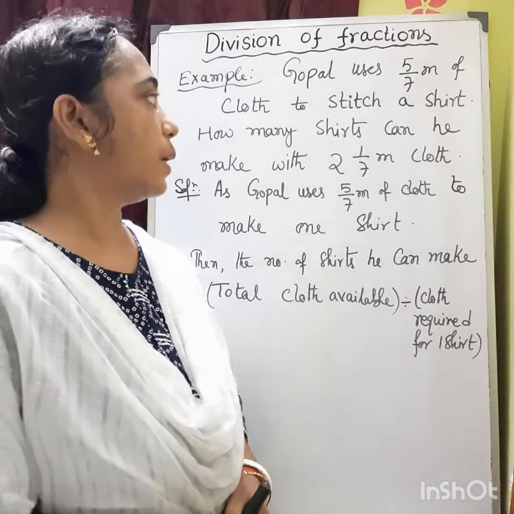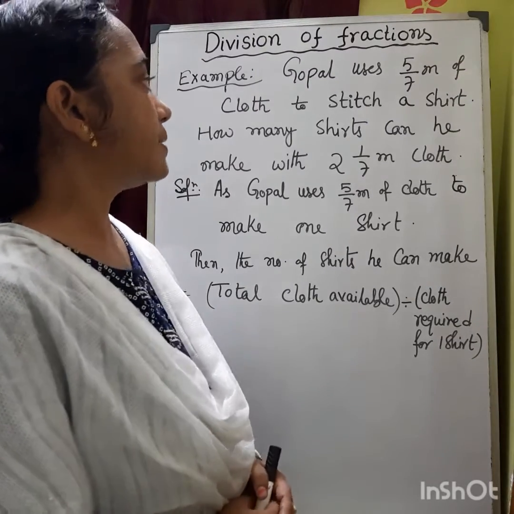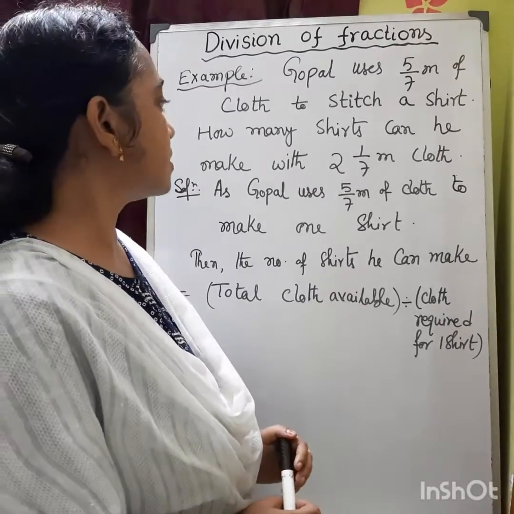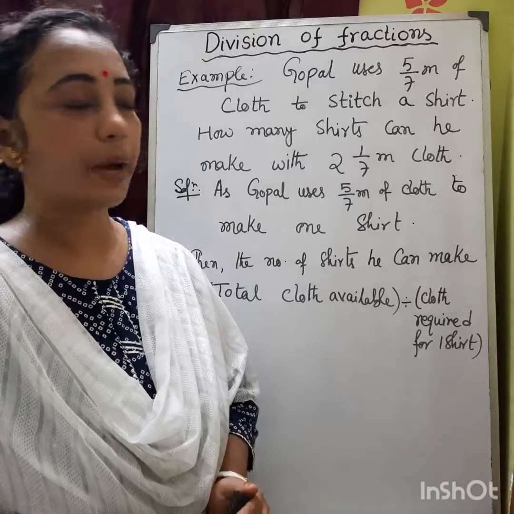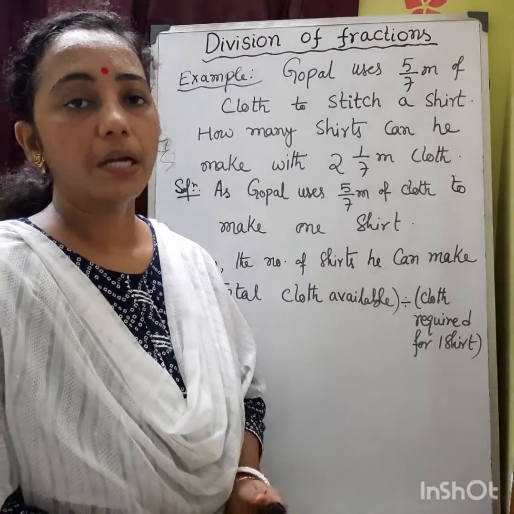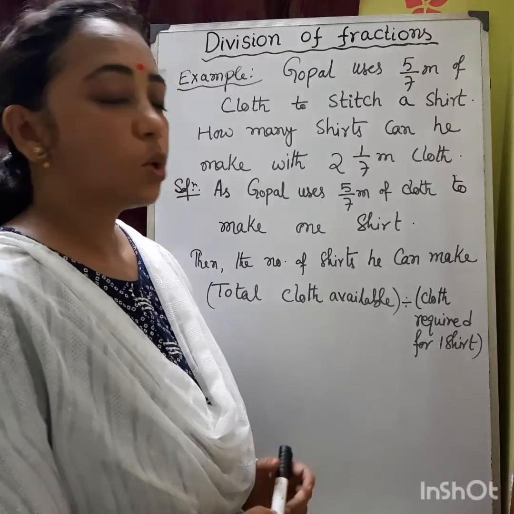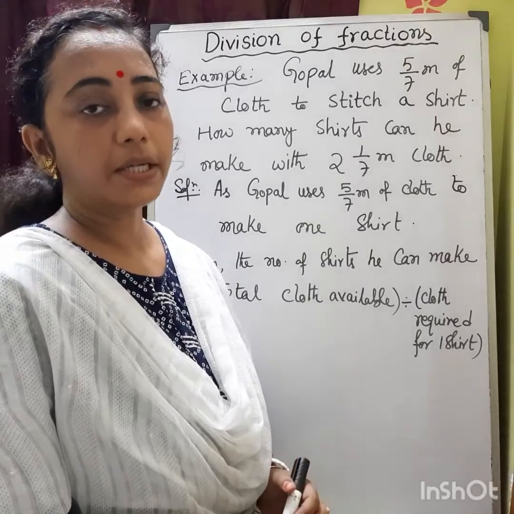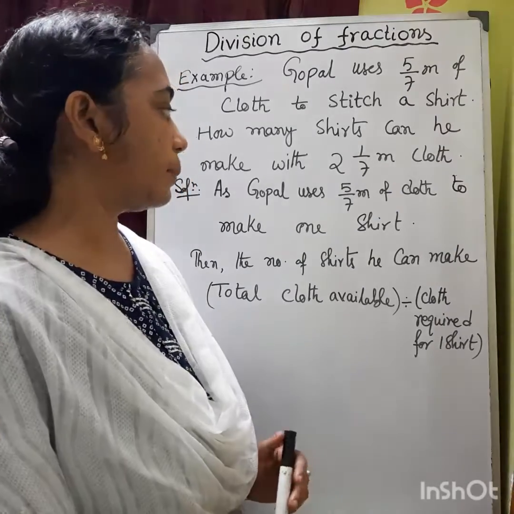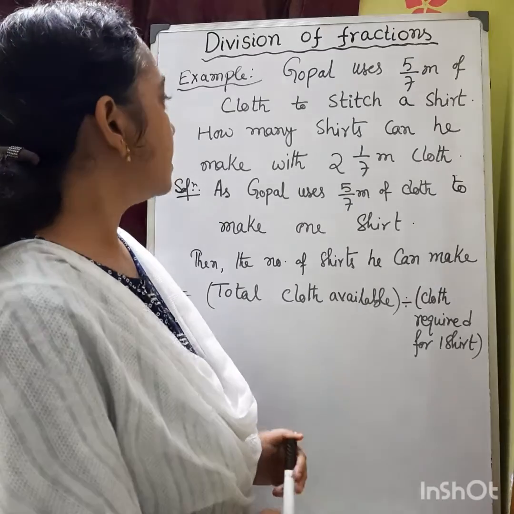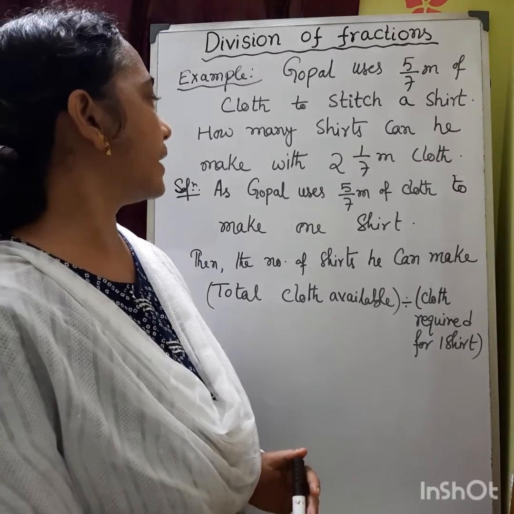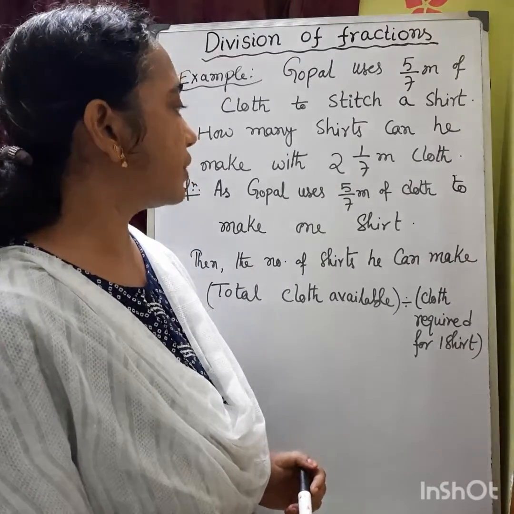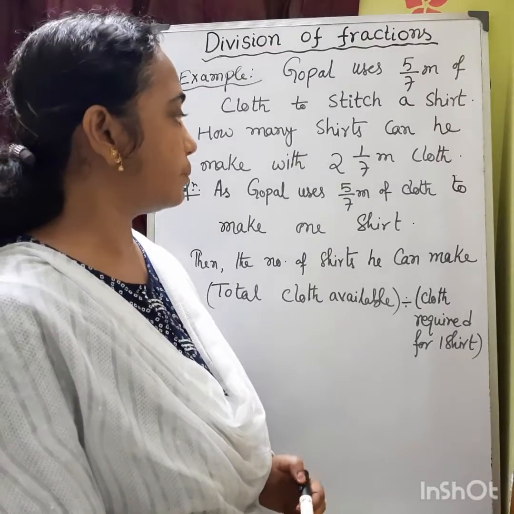Now let us do one example. Gopal uses 5 by 7 meter of cloth to stitch a shirt. How many shirts can he make with 2 whole 1 by 7 meter cloth? Now in this question, Gopal uses 5 by 7 meter of cloth to make one shirt. That means cloth required to make one shirt is equal to 5 by 7 meter. But it is asked how many shirts can he make with 2 whole 1 by 7 meter cloth. That means the total available cloth is 2 whole 1 by 7 meter.